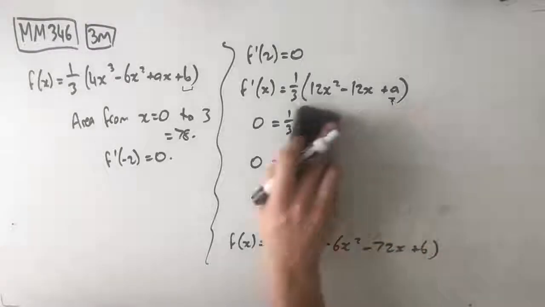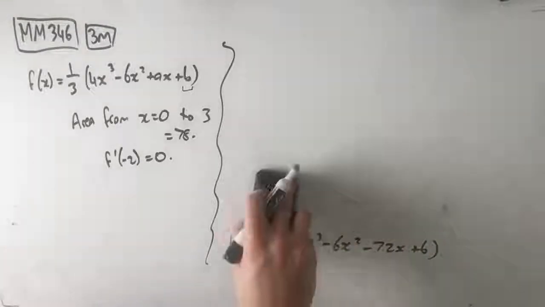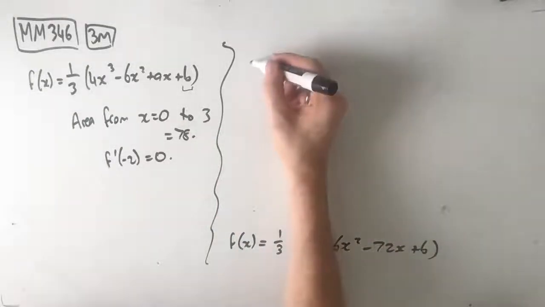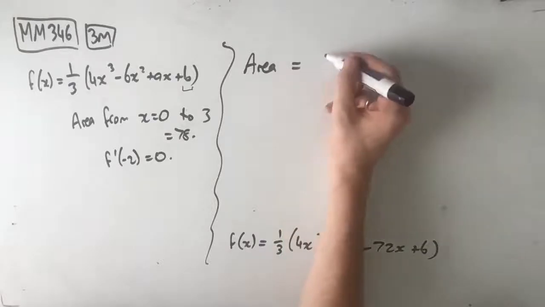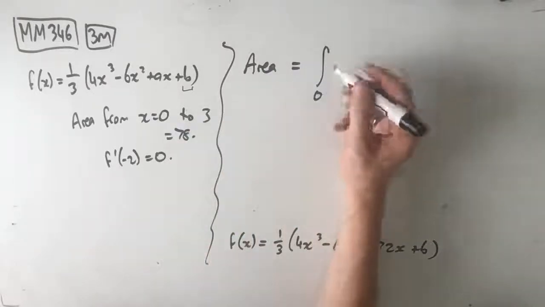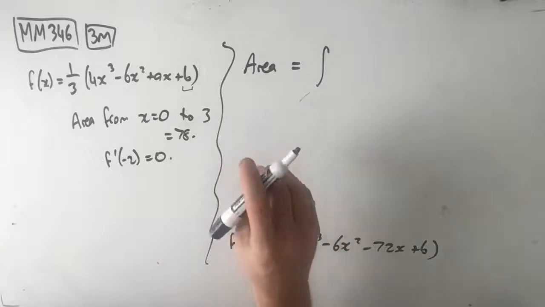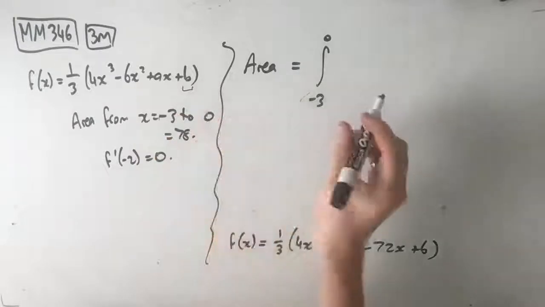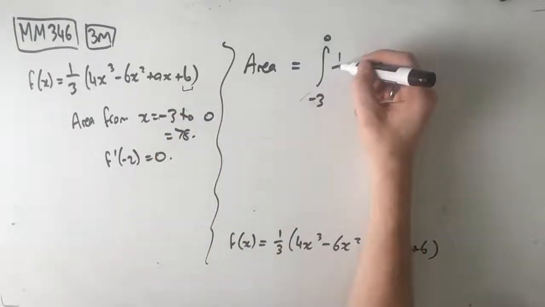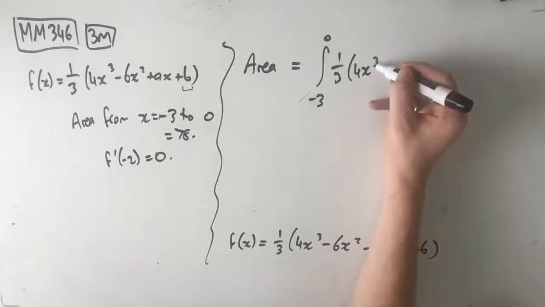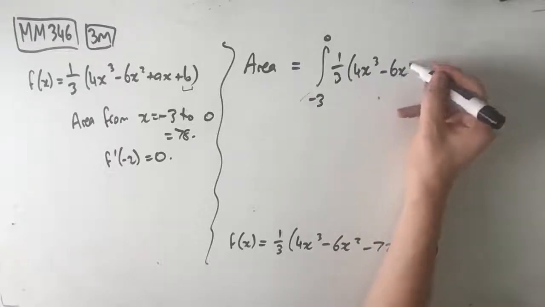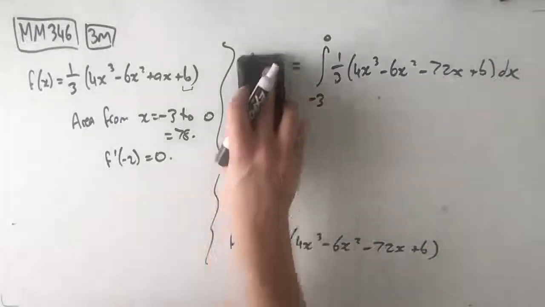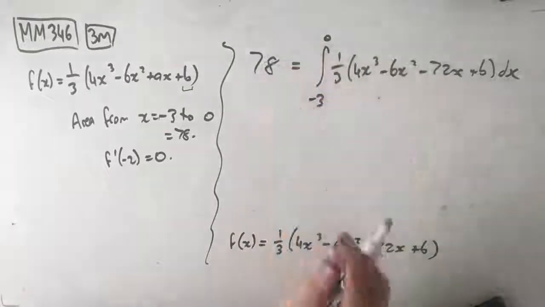And we're going to be able to use the area formula, or the knowledge that our area is 78, to find this out. So we know that our area is given by the integral from 0 to 3. Oh, sorry, from -3 to 0. Sorry, my bad, that should be -3 to 0. Of f of x, right? 1/3 (4x cubed take 6x squared take 72x plus b) dx. Now what's this area equal to? 78. The question's told us that.